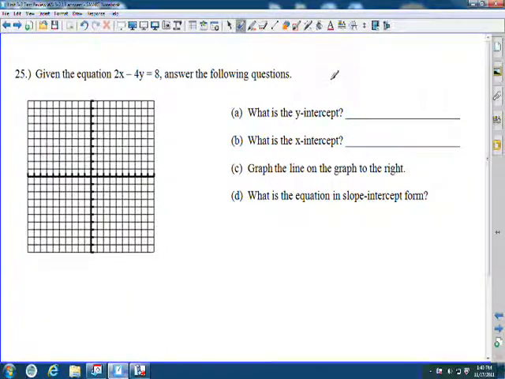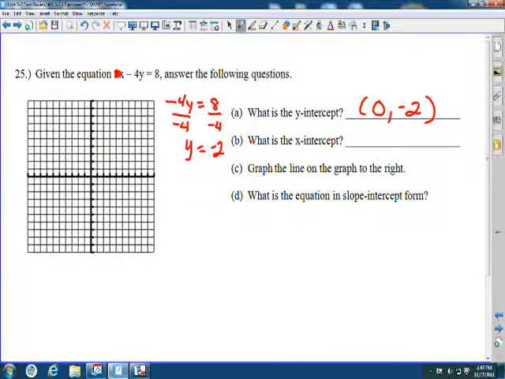In this problem, let's see if I can get my pen working. All right. Well, to find the y-intercept, you're going to cover up the x. I get negative 4y equals 8. I will divide by negative 4. Y equals negative 2. So I have 0, negative 2.